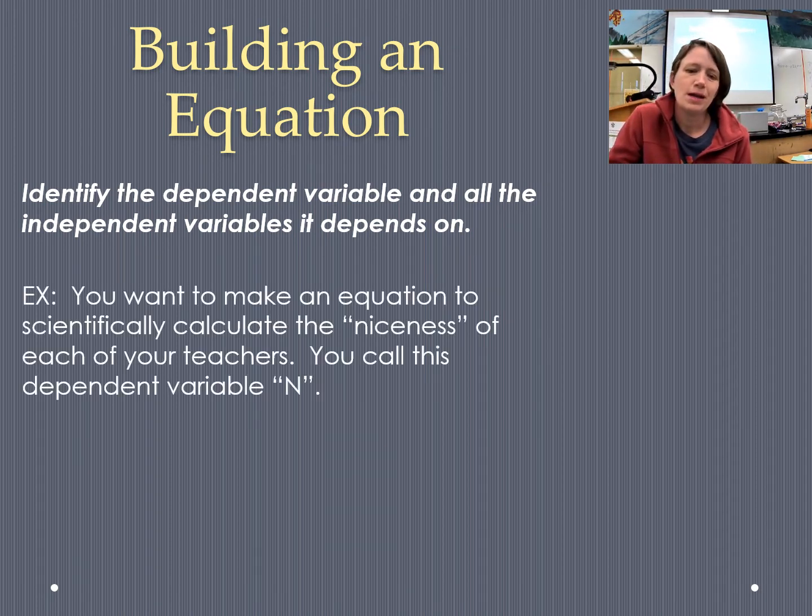So let's say you want to make an equation to scientifically calculate the niceness of each of your teachers. This is useful because when you go into forecasting, you're going to use this variable to figure out which classes you should take. This equation calculates which teachers would be the best ones to take. So we're going to call this dependent variable n.